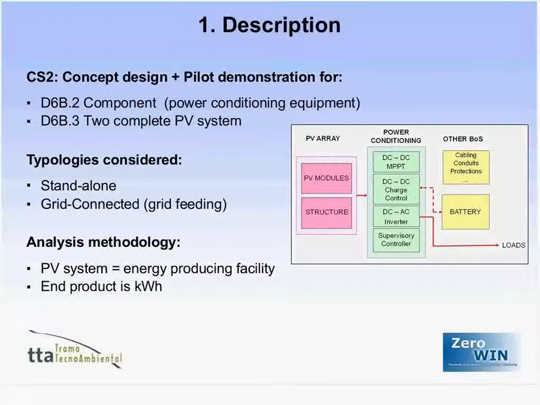First of all, what we have done. It is important to understand when we talk about photovoltaic systems that we are talking about electricity producing facilities or plants. We distinguish inside a PV system three subsystems. We see here in the figure, first of all, the PV array composed by the PV modules and the structure, the power conditioning subsystem, which could be something like the brain control unit of the plant, and then what we call the other balance of systems, the other equipment, mainly the batteries, cabling, conduit protection, etc.